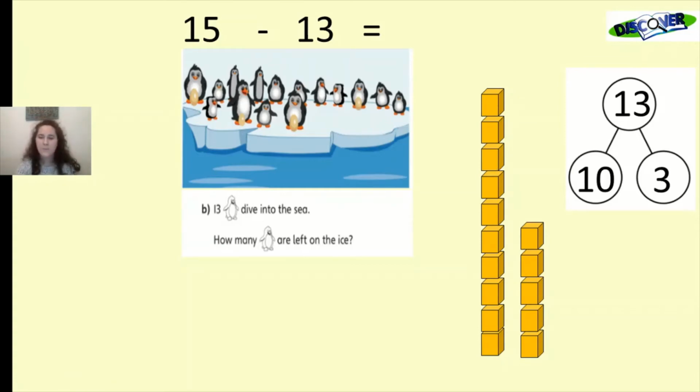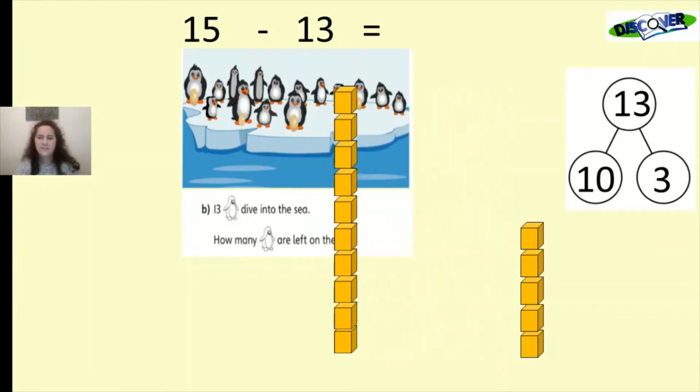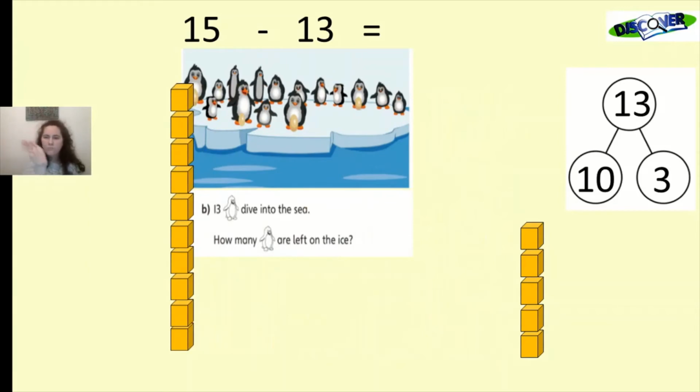We're going to do that now. Let's take away all of those 10. There it goes. I've moved them away so that I know they are no longer there, and I will no longer count them. So now I've taken away the group of 10, but my question wasn't asking me to take away 10, it was asking me to take away 13.